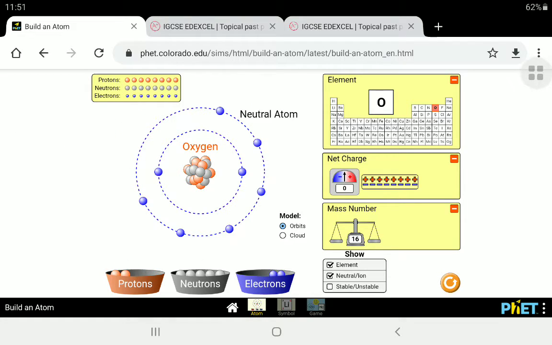Okay, now let's work on the negative ion. If I add 2 electrons to this oxygen atom, that will create a charge of negative 2, because now we have more negative particles than positive particles.